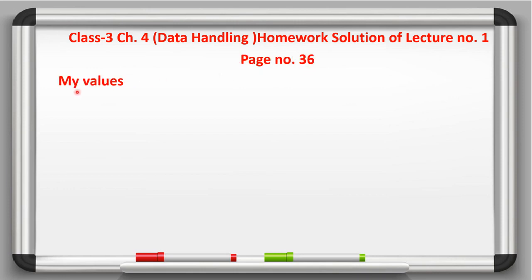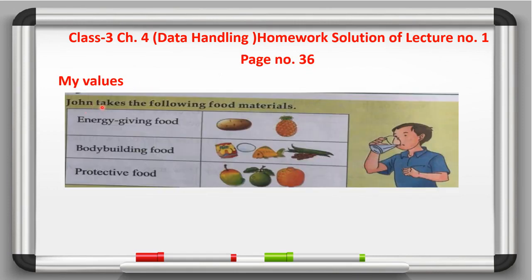It is given John takes the following food materials. Okay. John जो है वो ये following food material लेता है. So here it is given energy giving food. So there are 2 energy giving foods. Okay. And bodybuilding food. There are 5 bodybuilding foods and protective food. 3 protective foods are there.